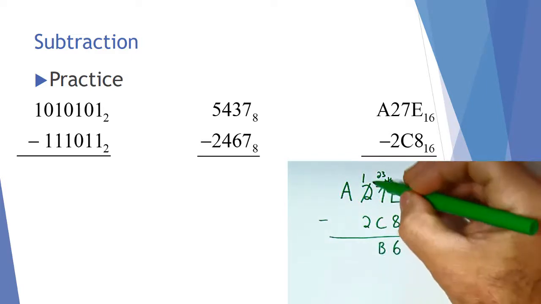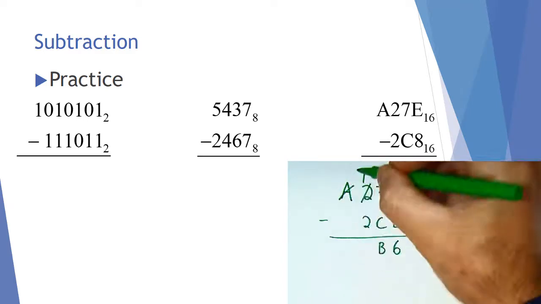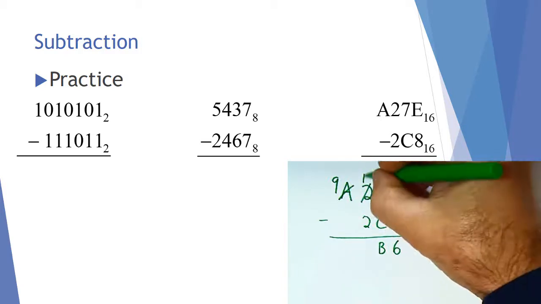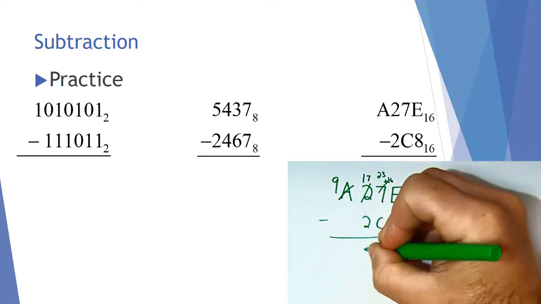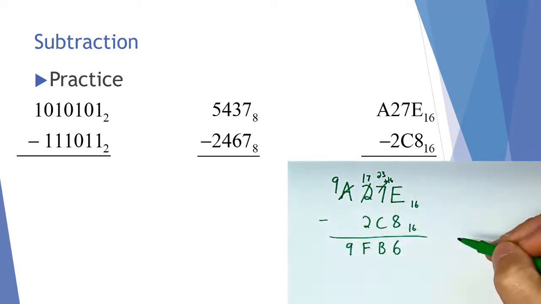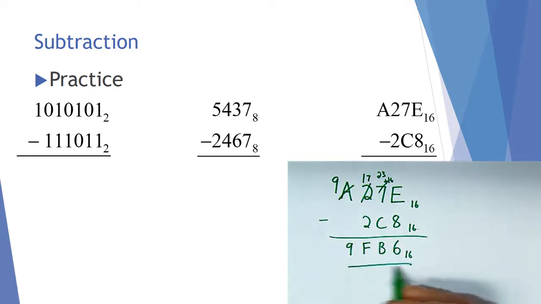A lot going on there. 1 minus 2, that's not big enough, so this A is going to become a 9. It drops from 10 to 9. This 1 gets 16 added to it, so it's now 17. 17 minus 2 is 15. That drops back to F, and our 9 is all alone. So 9FB6 base 16, that's our result, and we're done. A lot of borrowing there. You might want to rewatch that example one more time if you didn't get that to work out.